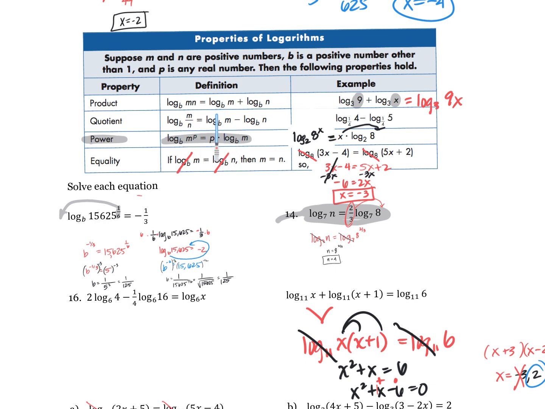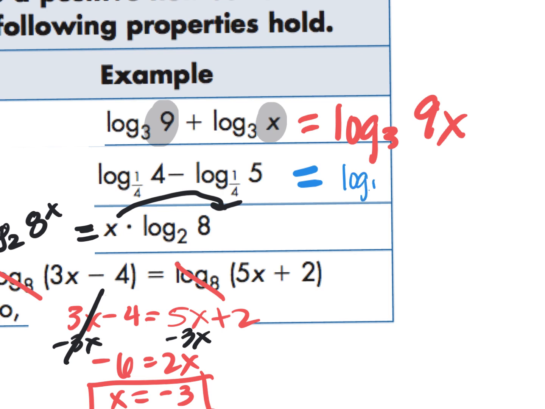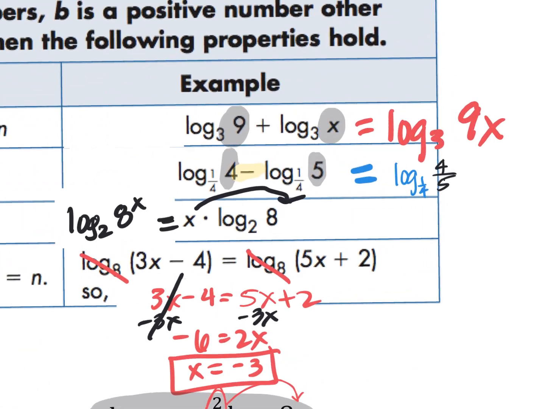Same base, log base of the top minus the log base of the bottom. Let's go practice that here. This would turn into log base 1/4, which is not a convenient base to write. Log base 1/4 of, what do I have to do with my 4 and my 5? 4 minus 5. Close. If we've got the 4 minus, yeah, exactly. It'd be 4 over 5.